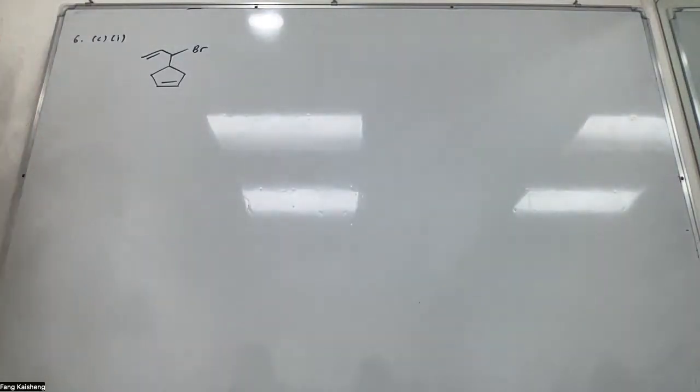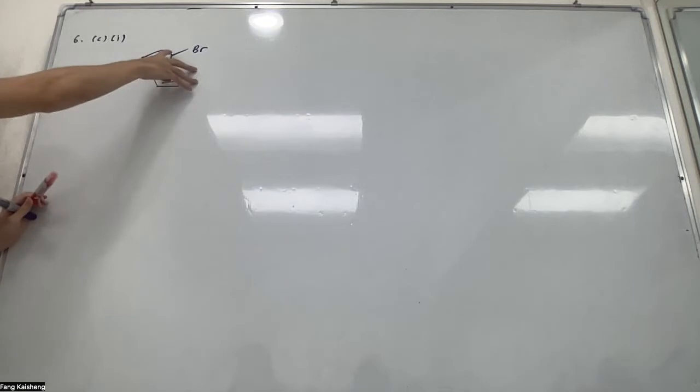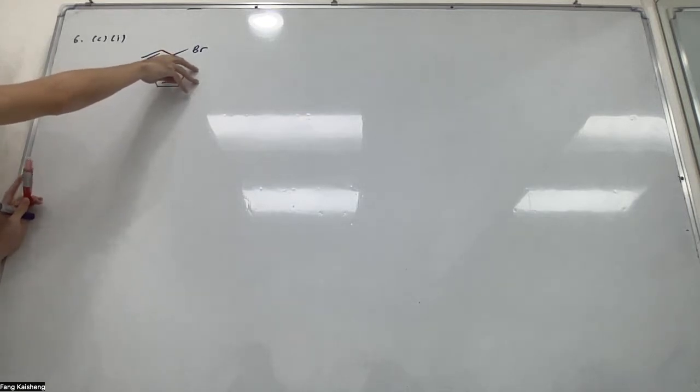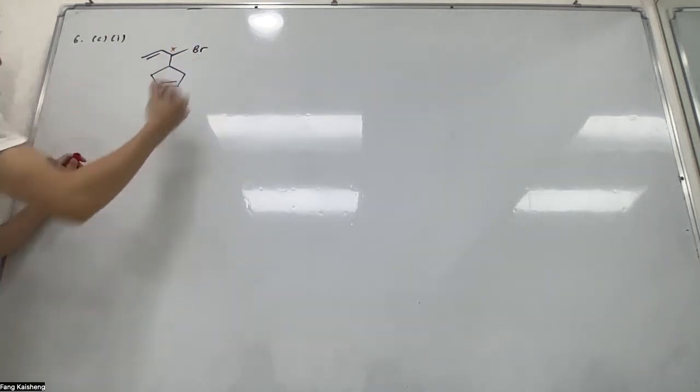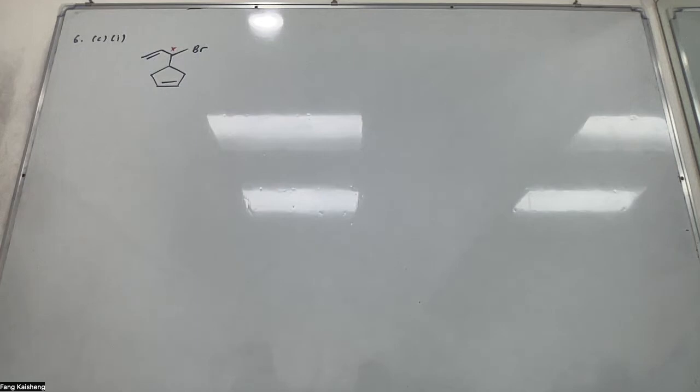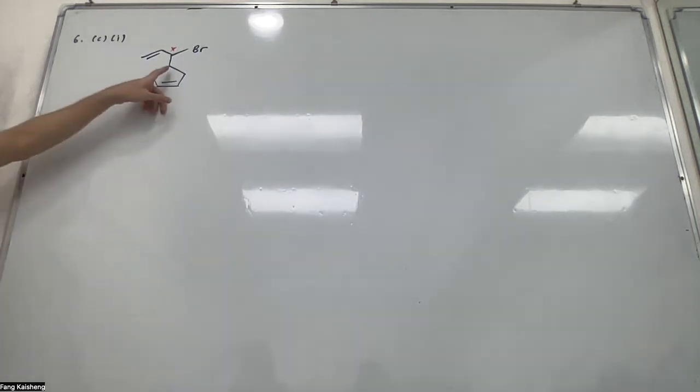Where is the chiral center? How do we spot for the chiral center? Try to find the Y shape. The first Y shape that I can see is here. Is this a chiral carbon? It is, right? This is a chiral center, so you might want to mark it out with an asterisk. Any other chiral centers you can possibly see here, just in case you miss out on it. Is this a chiral center?